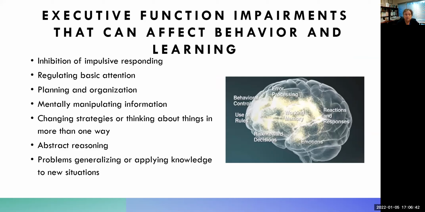Another area that's often a problem is mental manipulation of information, such as is required for doing a math problem in your head, for instance. Another area that we know is a problem is cognitive flexibility, or the ability to change strategies or thinking about things in more than one way when that becomes necessary. Abstract reasoning can be affected, and we often see that affected individuals have problems generalizing or applying knowledge in new situations.